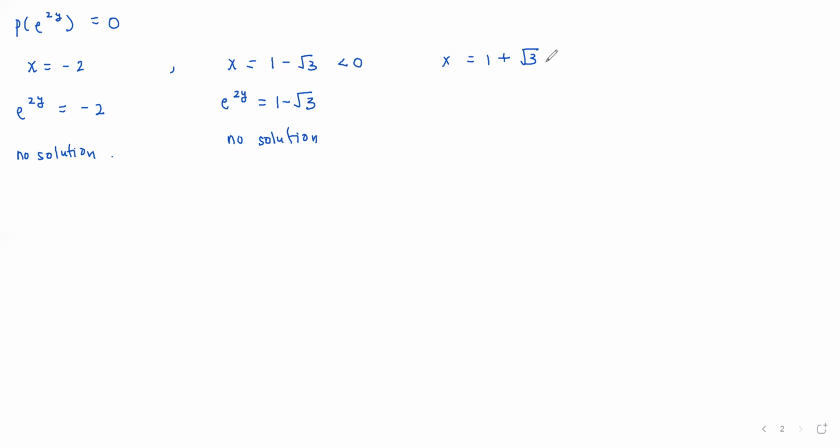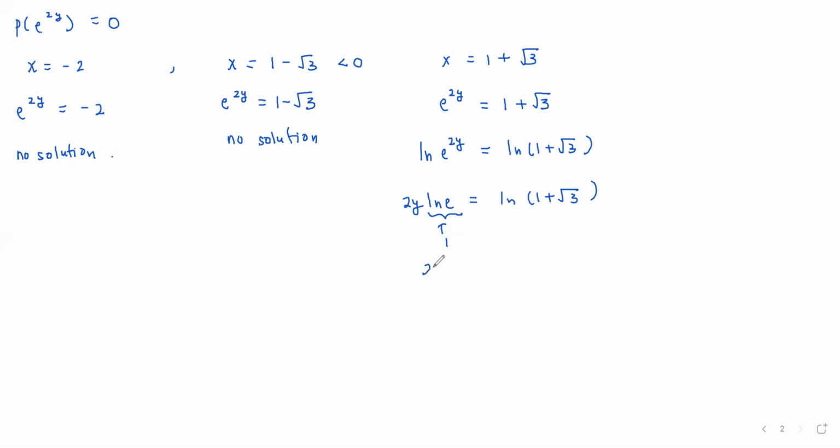1 plus root 3 is positive. This should give us a solution. We have e to the 2y equals 1 plus root 3. To solve for y, we take log on both sides. So you have ln e to the 2y equals ln of 1 plus root 3. Then we can bring the exponent down. 2y ln e is ln of 1 plus root 3. And we know that ln e is always 1. So that 2y is ln of 1 plus root 3, dividing throughout by 2. Y is 1 over 2 ln of 1 plus root 3.